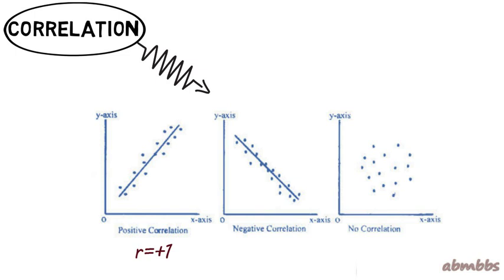Now, look at the diagram in the middle. Here, the dots are arranged in such a manner that their average forms a straight line whose slope is negative. So, R equal to -1 and the correlation is said to be negative. Finally, look at the diagram on the right. Here, no line can be drawn because the dots are arranged diffusely, so there is no correlation.